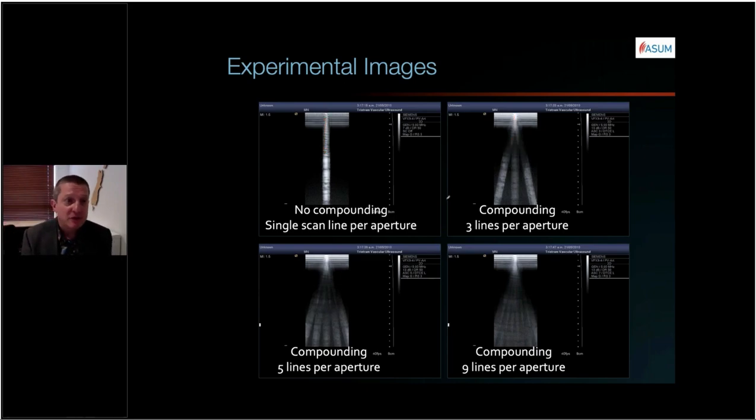On the system that I've used here, which is a Siemens system, you can turn the compounding up to quite a high level. So on the bottom left, we have 1, 2, 3, 4, 5 lines of compounding. And then the bottom right has 9 lines per aperture. Very often with a high level of compounding, there are very few gains to be made, and the temporal resolution drops down considerably. So often a modest amount of compounding is perfectly sufficient.